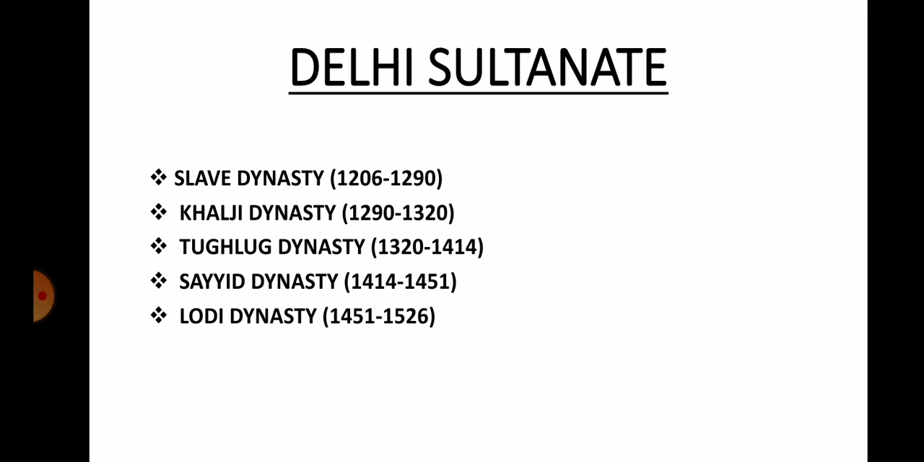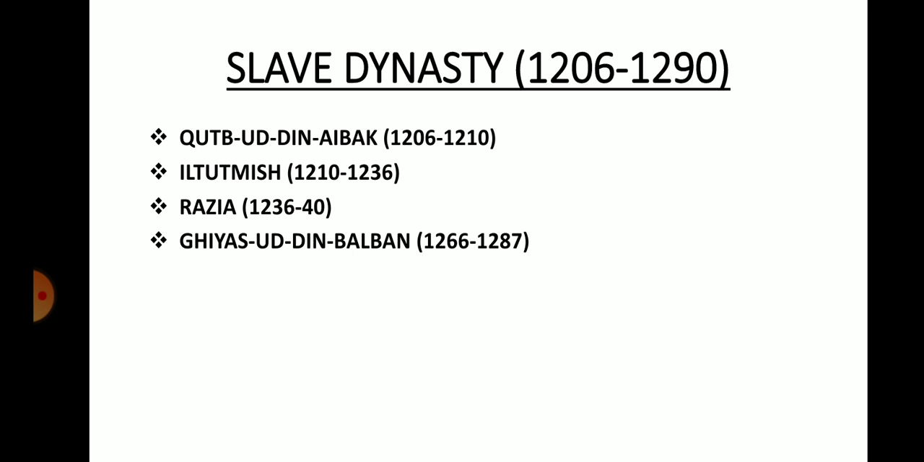The Delhi Sultanate is divided into 5 major dynasties. They are the Slave Dynasty, Khilji Dynasty, Tughlaq Dynasty, Sayyid Dynasty, and Lodi Dynasty. So these are the 5 important major dynasties of the Delhi Sultanate. Now let's move on to the first dynasty, the Slave Dynasty.